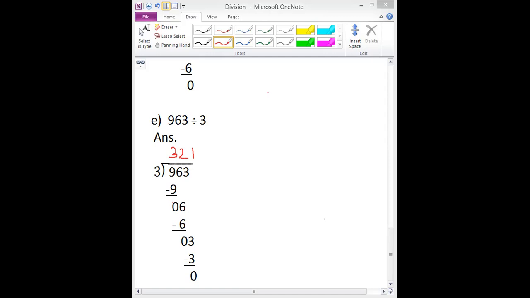The second digit is 6. Divide 6 by 3. 6 by 3 is 2. Now multiply 3 by 2, 6, write below 6, subtract. Then the last digit is 3. Come to 3, divide 3 by 3, 3 by 3, 1. Multiply 3 by 1, 3, write below 3, subtract. The remainder is 0 and the answer is 321.